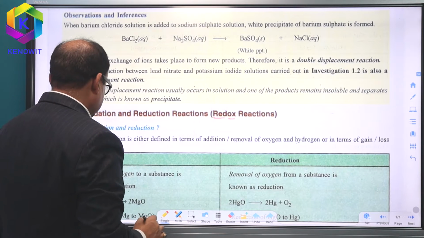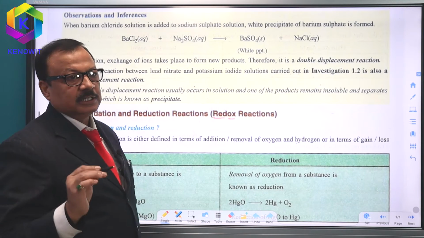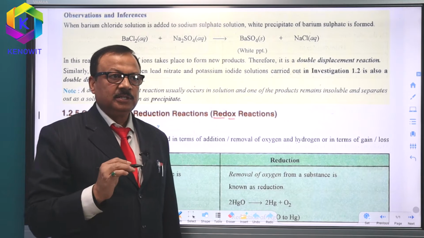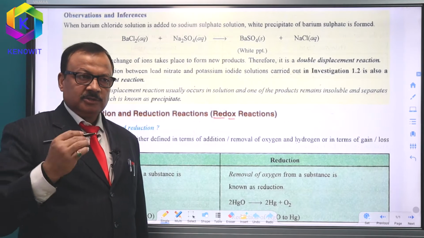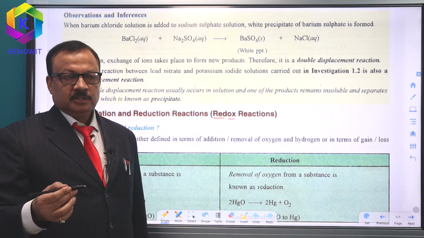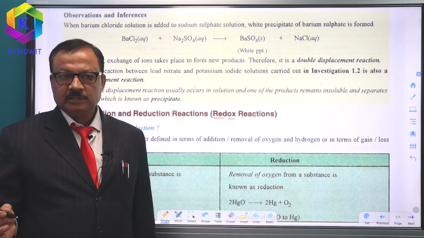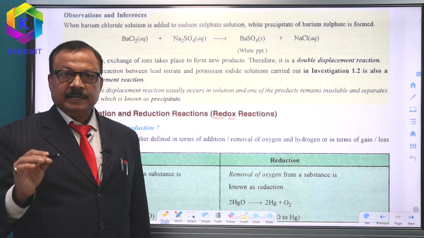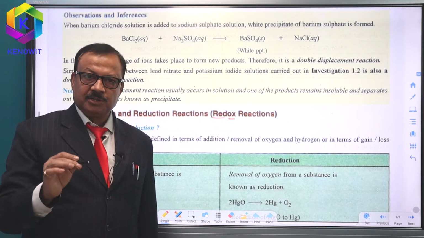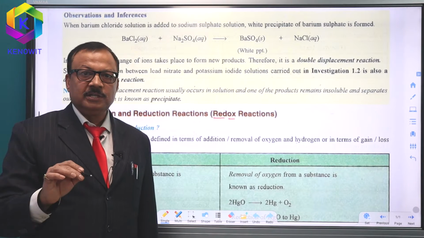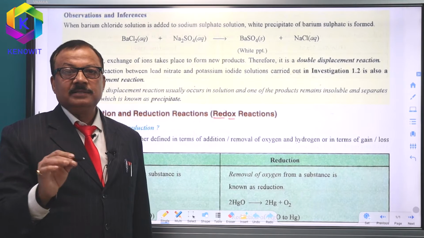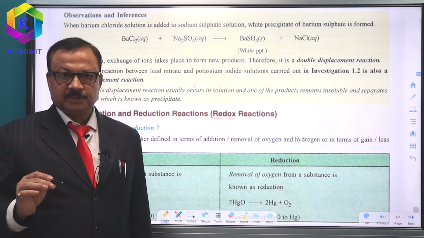So in a redox reaction, addition of oxygen is oxidation and the reverse of oxidation is reduction. So addition of oxygen is oxidation and removal of oxygen is reduction. Then addition of hydrogen is reduction and removal of hydrogen is oxidation. This is the classical concept of oxidation and reduction.